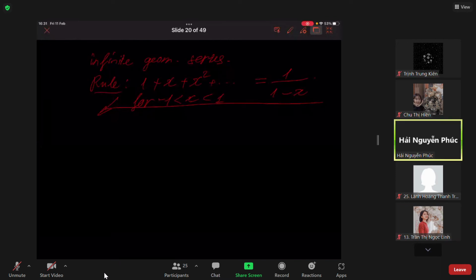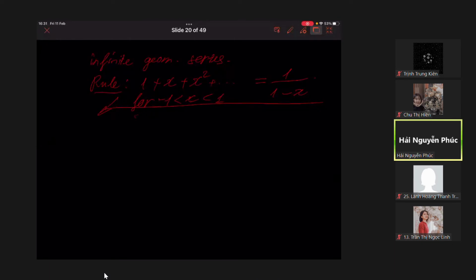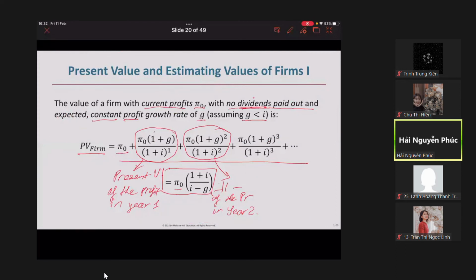Let me give you an example. Suppose we have x equal to 1 divided by 10, right? So 1 plus 1 divided by 10, plus 1 divided by 10 squared, and so on, is going to be equal to 1 divided by (1 minus 0.1), and it is going to be equal to 10. All right? See it? So in our formula, this is x. Okay?